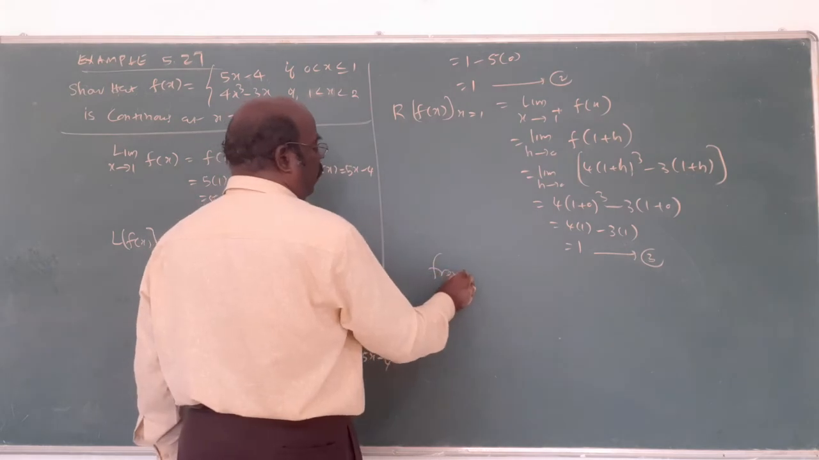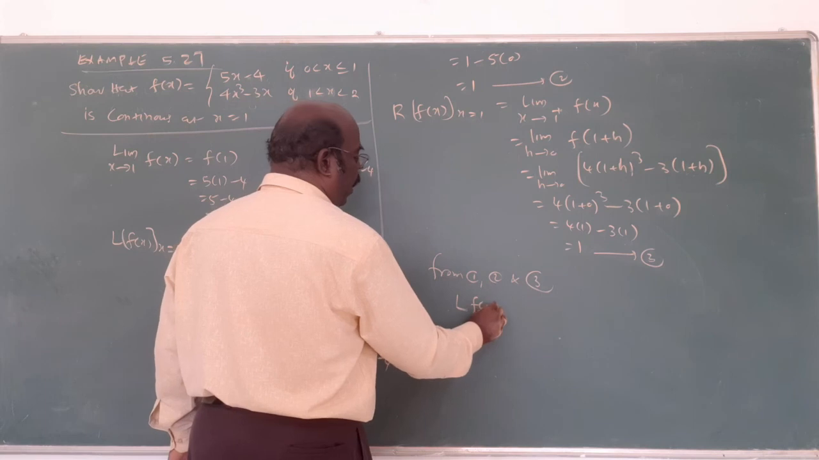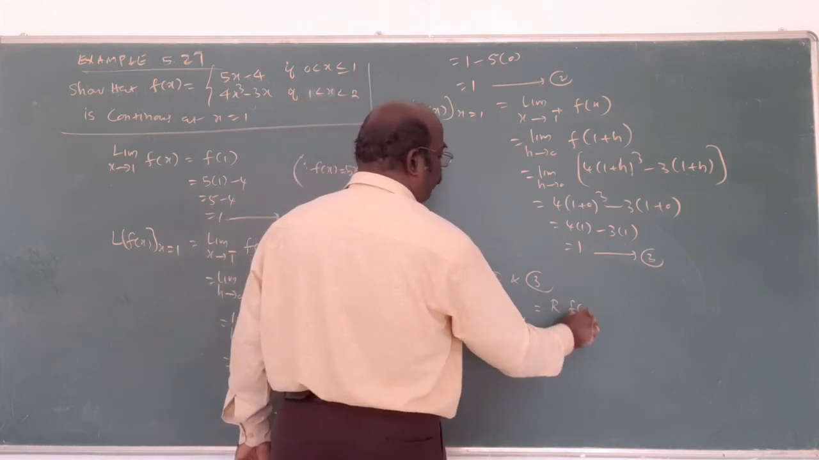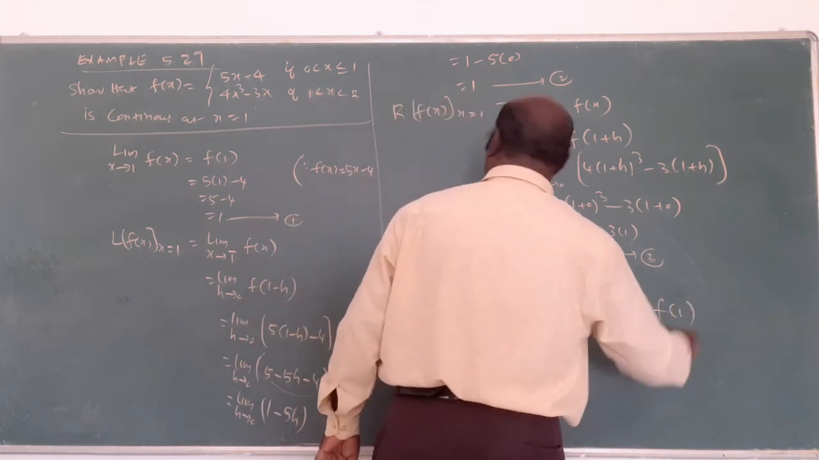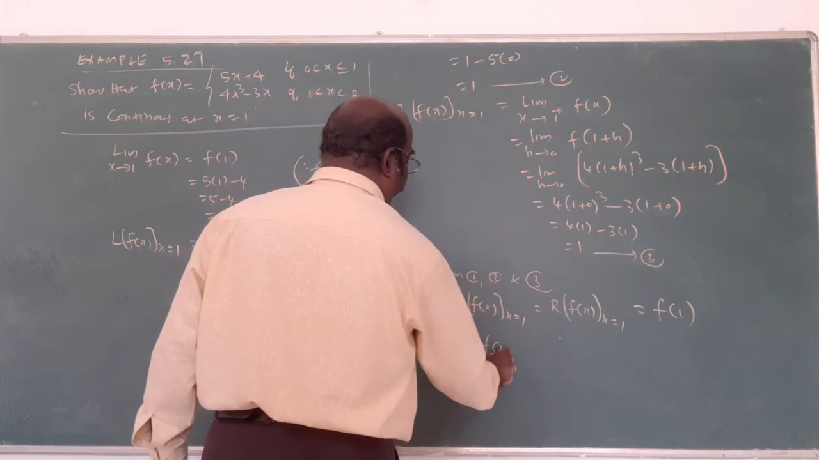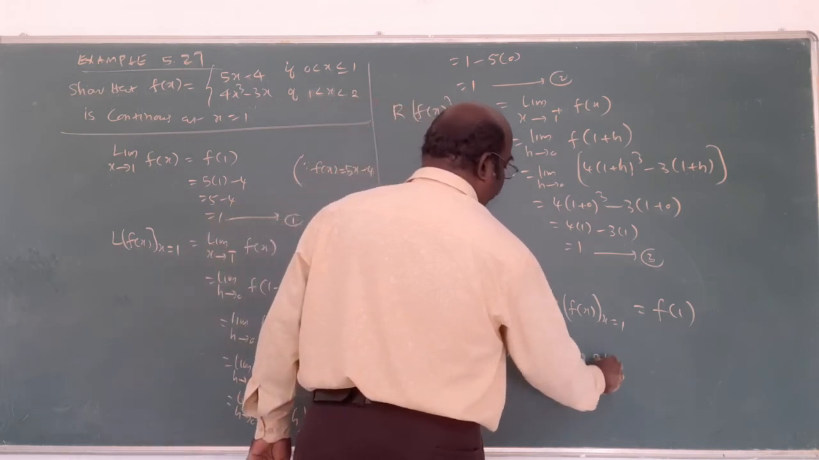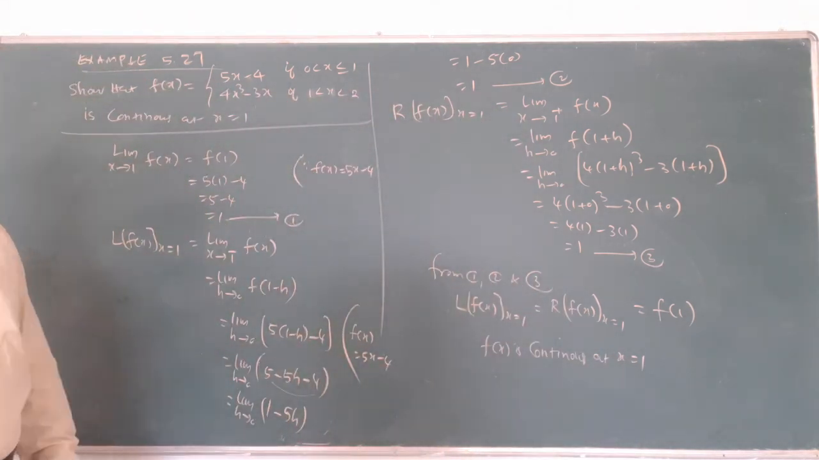Again, from 1, 2 and 3, the left limit of f of x is equal to 1, the right limit of f of x at x equal to 1 is 1, and it is equal to f of 1. Therefore, f of x is continuous at x equal to 1. This is the answer. You got the problem? This model.